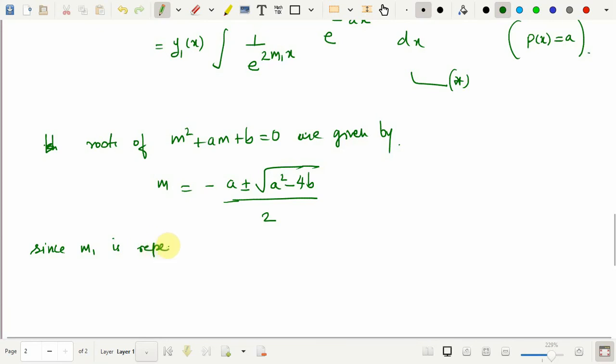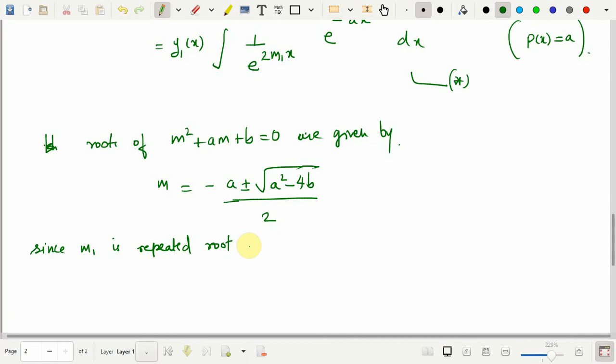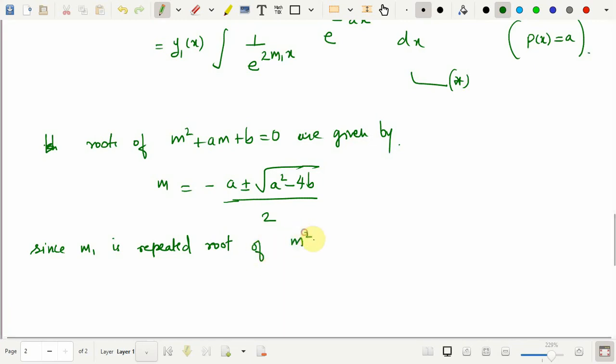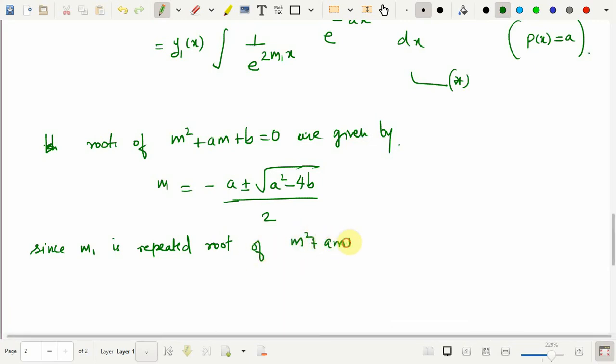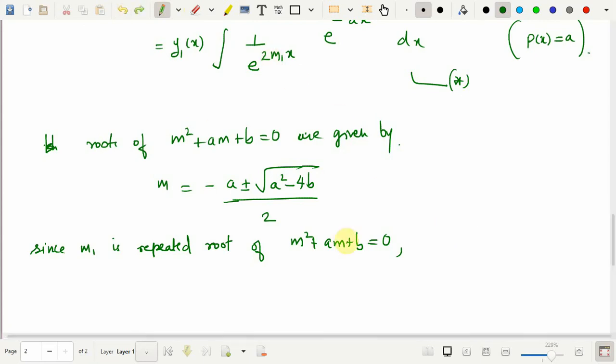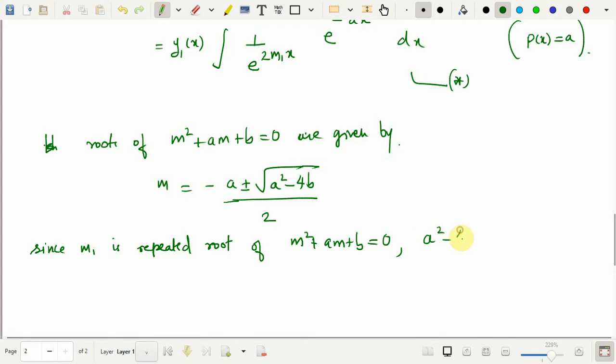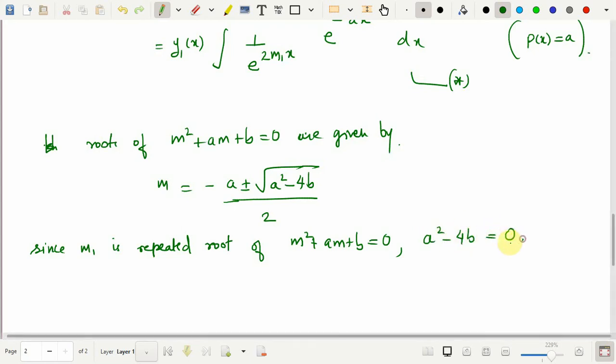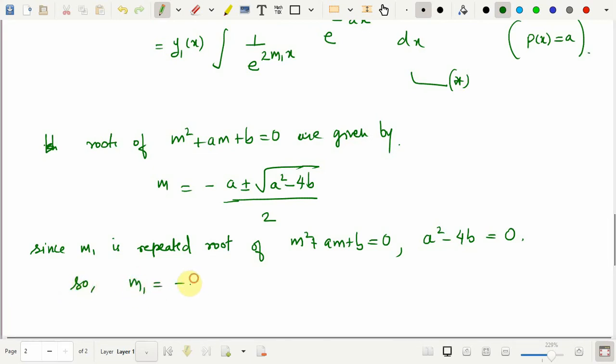So since m1 is a repeated root of m square plus am plus b equal to 0, what we should have is that the discriminant a square minus 4b is equal to 0. So a square minus 4b is equal to 0, and so your m1 is the same as minus a by 2.